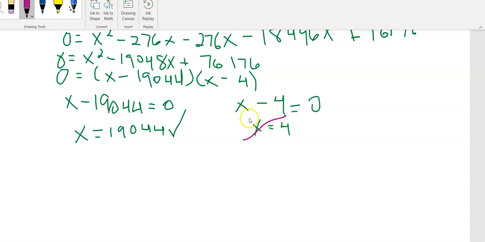So we have to X out the 4. Our solution is this one right here. And hopefully that will help you through it.